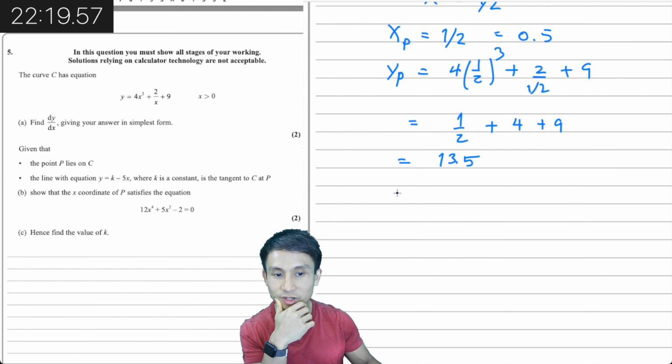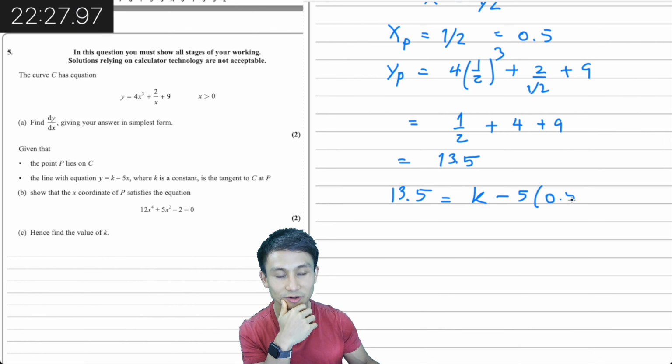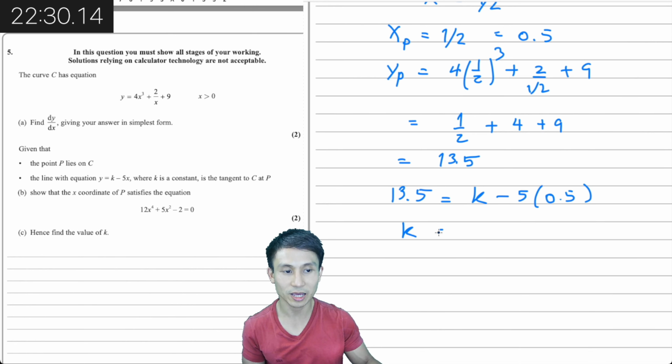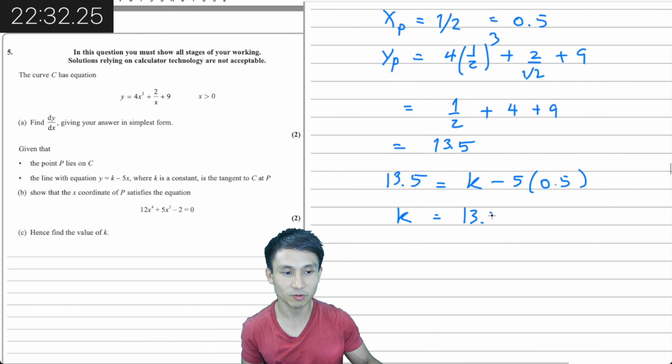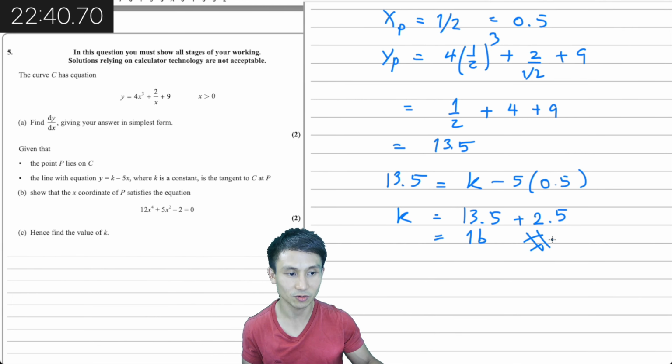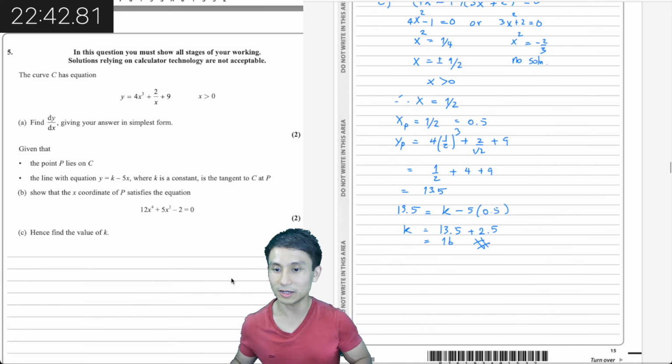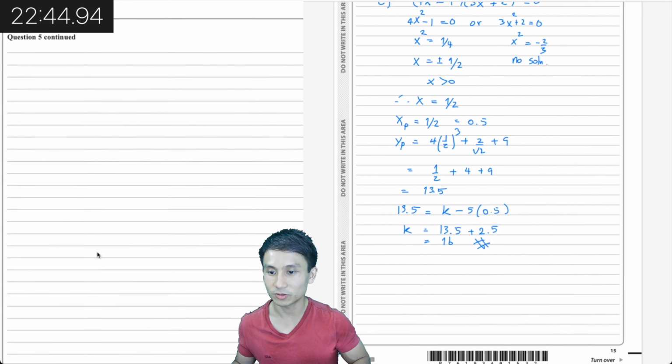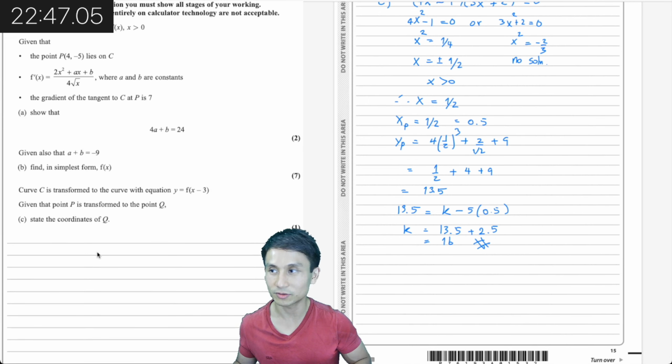So we're going to use the tangent equation. So y is 13.5 equals k minus 5 times 0.5. So k would be 13.5 plus 2.5, 5 times 0.5. So this is 16 basically. Okay, I'm done with that, I think. Here we go. So we do question 6 now.